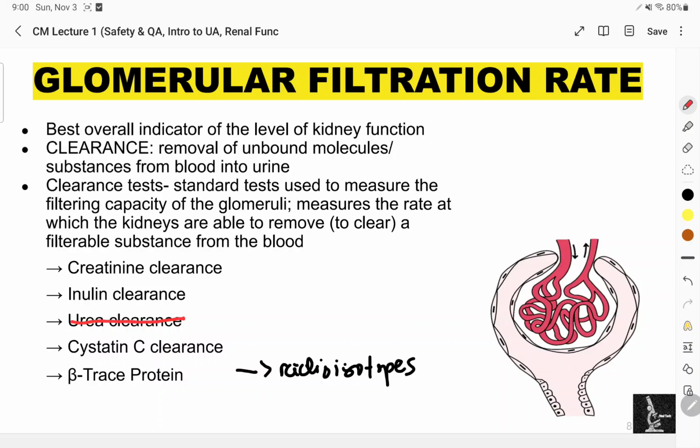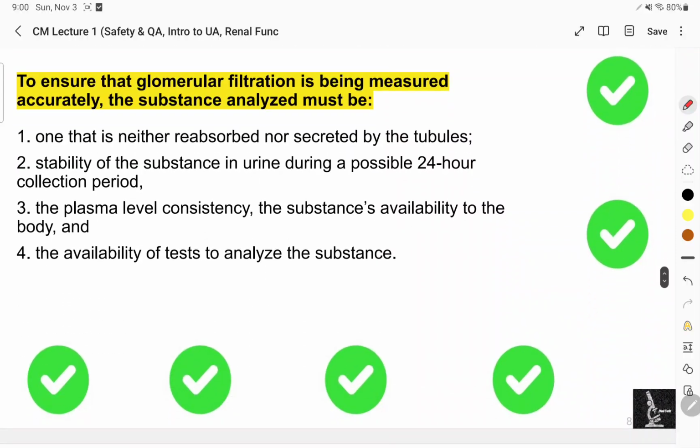Next, to ensure that the glomerular filtration is being measured accurately, the substance we use to analyze must follow these criteria. First, it should not be reabsorbed nor secreted by the tubules. As much as possible, it is neither secreted nor reabsorbed by the tubule, because that would affect the amount that was filtered.